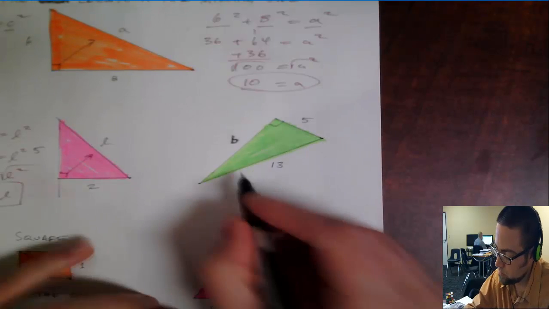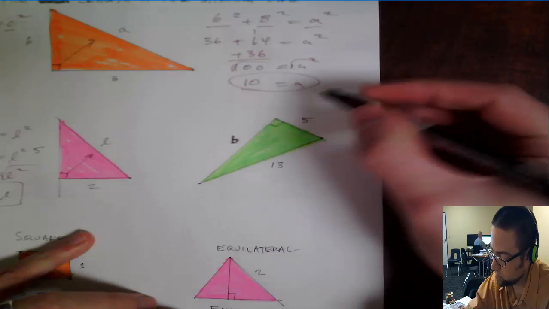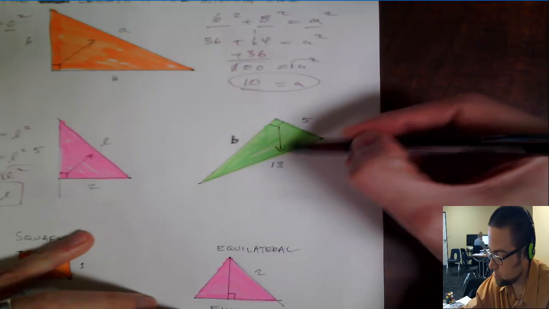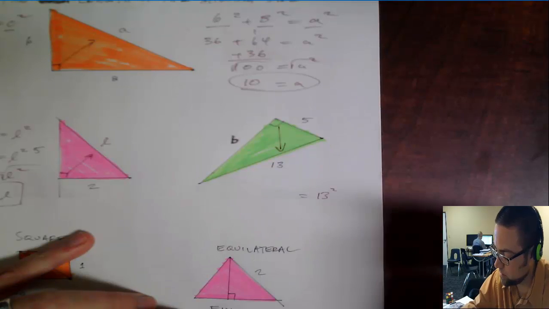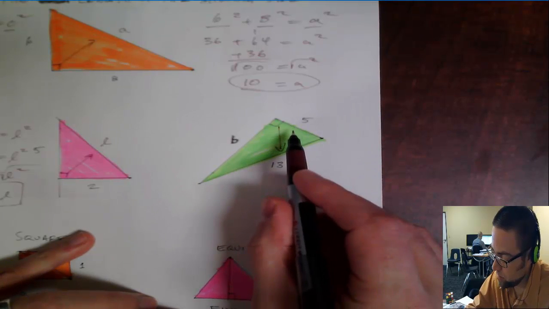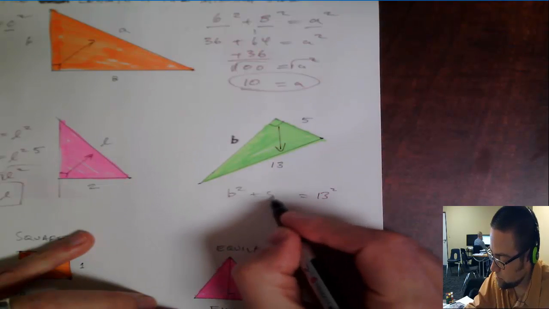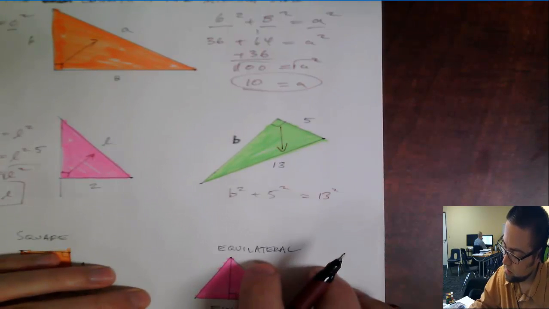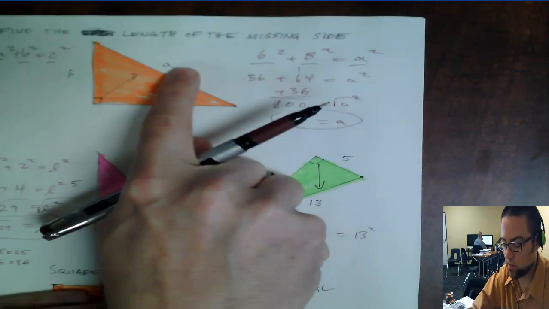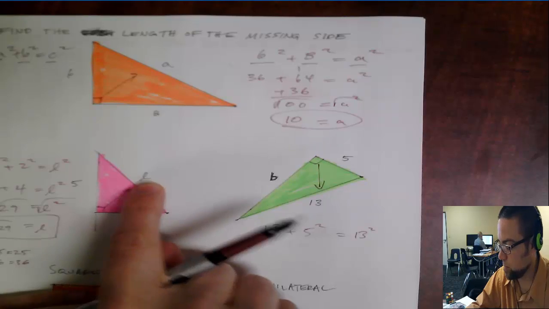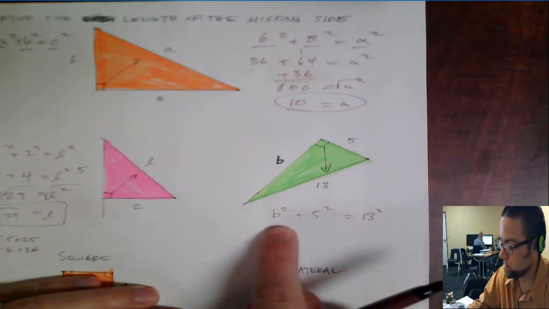Now let's do this one. So b, 5, and 13. Which one's my hypotenuse? Well, I look across from the right angle. It's 13, so 13 squared is my hypotenuse, part of the Pythagorean Theorem. And then I have b squared plus 5 squared. Now this one's different than these other two, right? Before I was looking for the hypotenuse. Now I'm looking for a leg. So you see how the equation has changed a little bit.